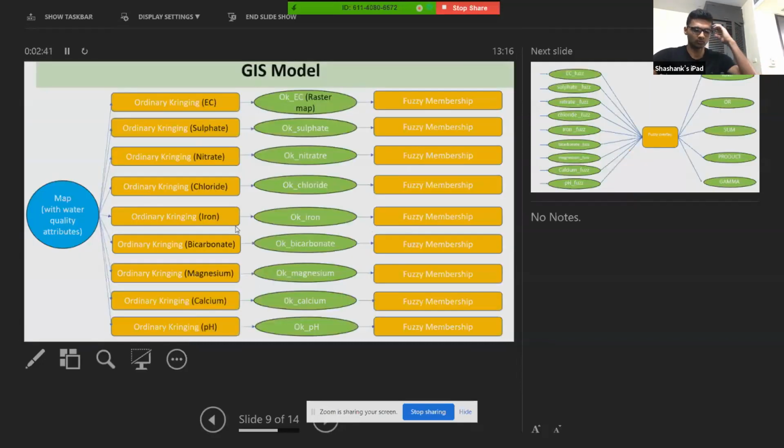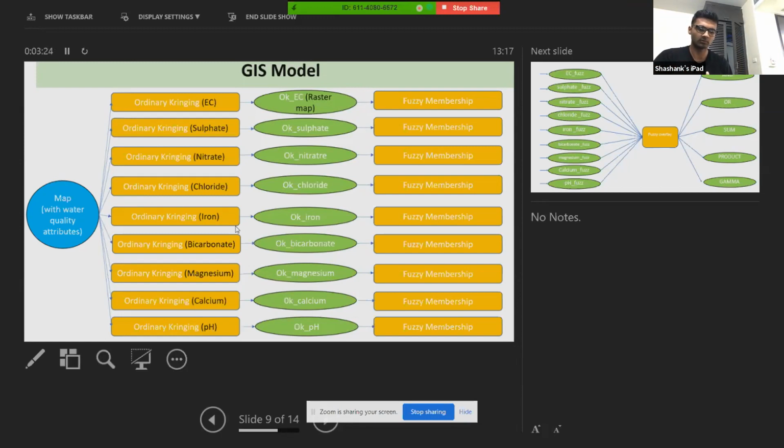Okay. So after reading the paper, I created this GIS model. The blue color denotes the inputs, yellows are the tools, and green colors are the outputs. So we use our district map, which has water quality attributes, as our input. We use the ordinary Kriging interpolation technique and do interpolation for each and every one of the attributes, starting from electrical conductivity to pH.